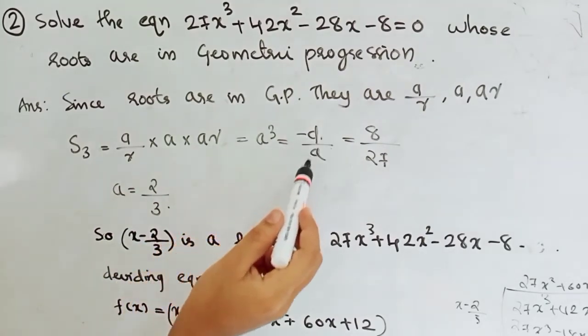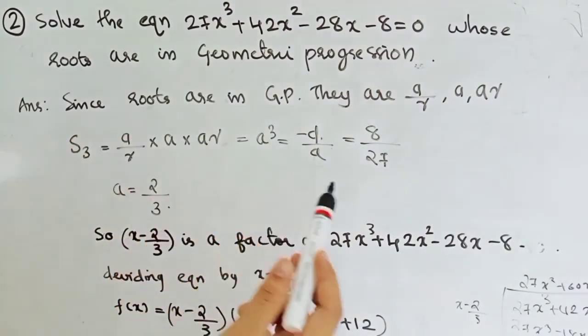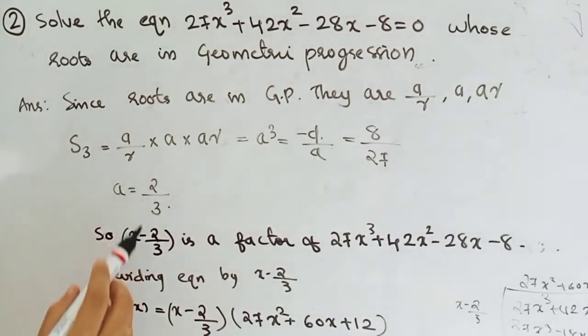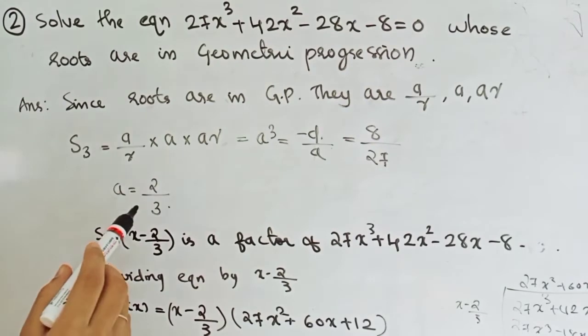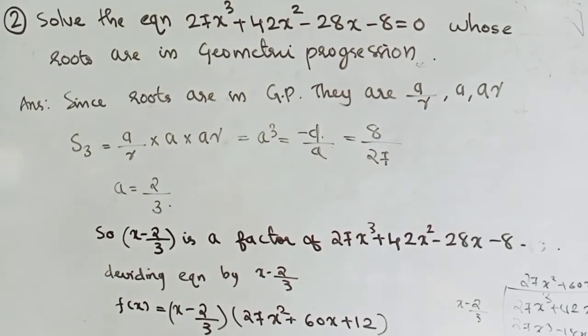A cube is equal to minus d by a. That is minus d by a is minus of minus 8 by 27, that is 8 by 27. So a cube is equal to 8 by 27. So a can be 2 by 3. We know 2 cube is 8 and 3 cube is 27. So we have got that a is equal to 2 by 3.